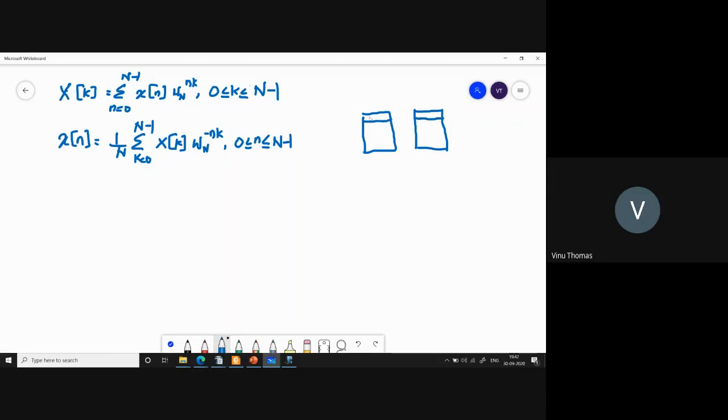So the addresses for the real array are 0. So this is also 0. This is the imaginary array. And it continues up to the last location being n minus 1. So n minus 1. N minus 1. So how many locations are there? So here you have n locations. Here also you have n locations.